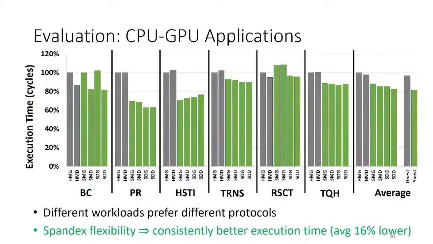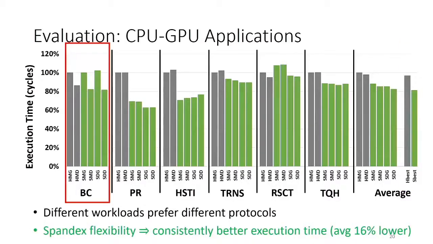So this is execution time. The gray bars are the baseline hierarchical configuration. The green bars are the Spandex configuration. And the first thing to take away from here is really that different workloads prefer different protocols, right? That's the point of this. But the Spandex flexibility ensures that Spandex is consistently better than the hierarchical case. So the best Spandex is consistently better than the best hierarchical case.